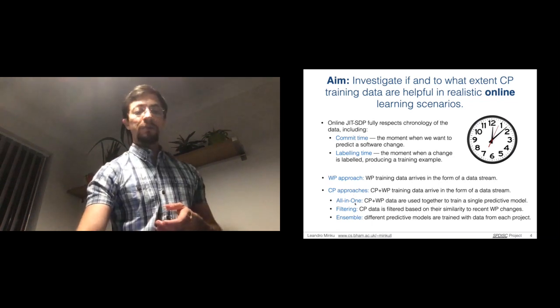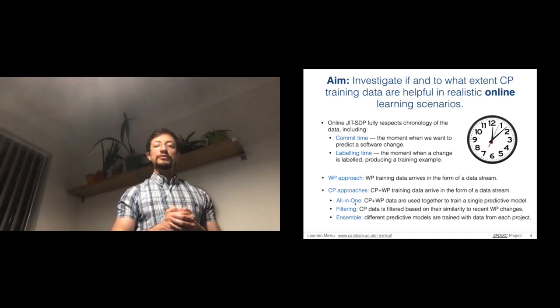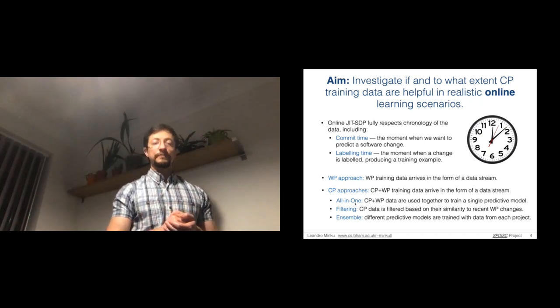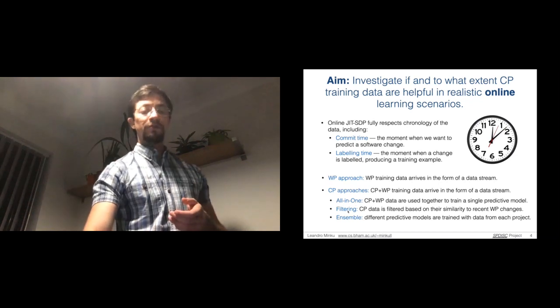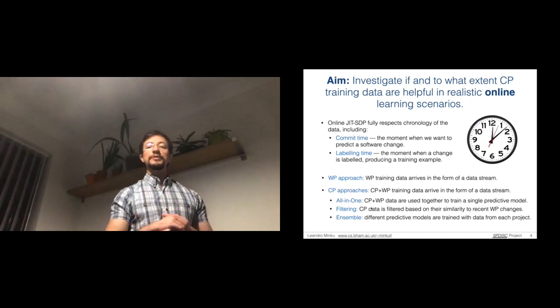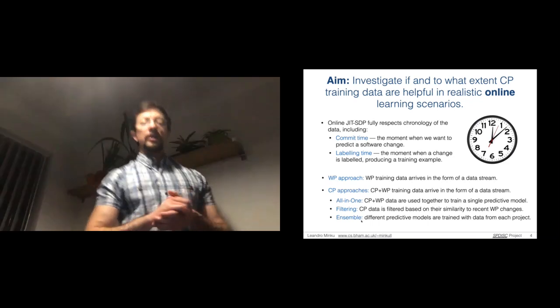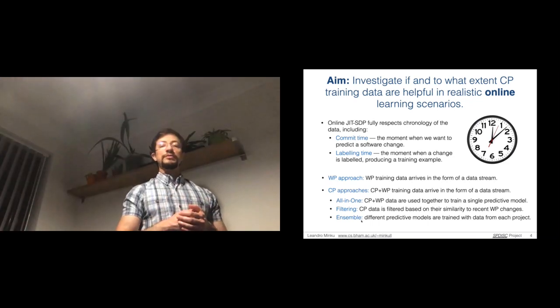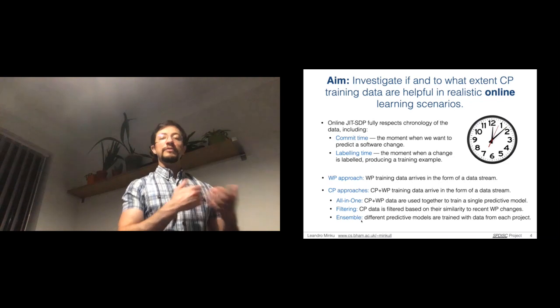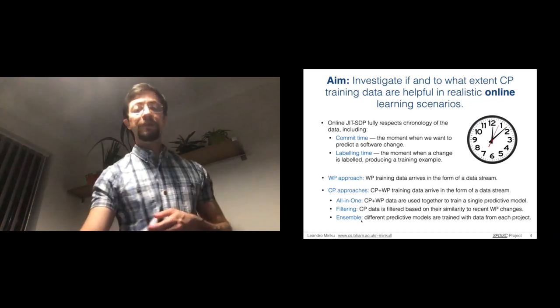Our all-in-one approach uses both cross-project and within-project data together to train a single predictive model. Our filtering approach will filter out some of the cross-project data that are too dissimilar from the most recent within-project changes. And our ensemble approach uses different predictive models trained on data from different projects and then combines them into an ensemble to provide predictions.